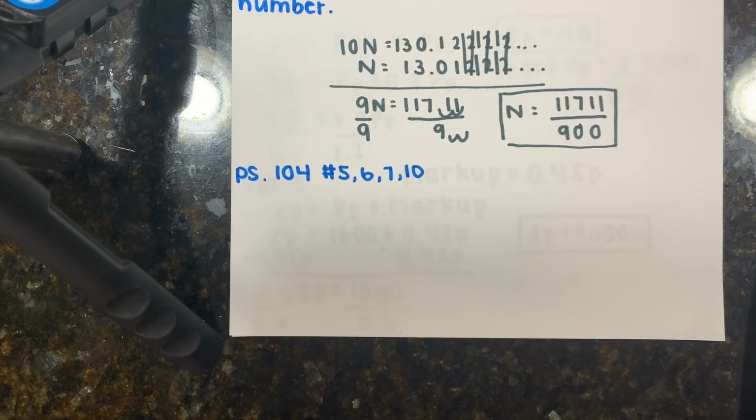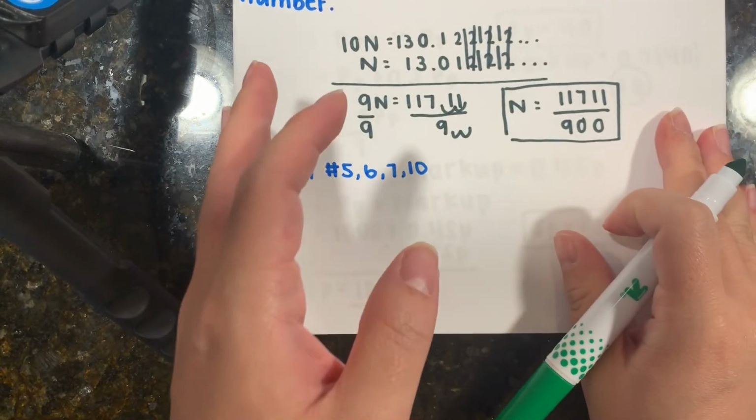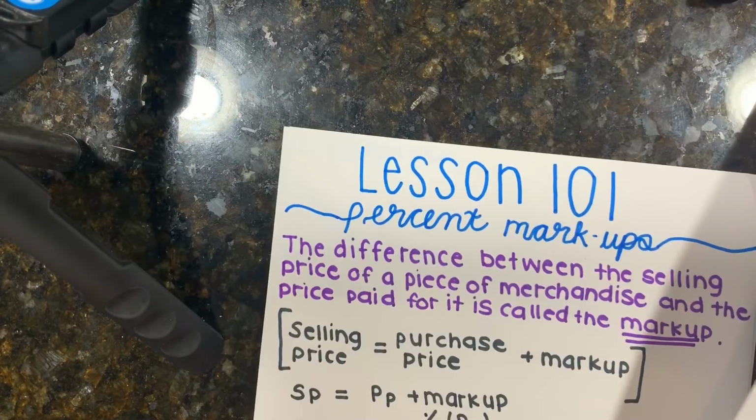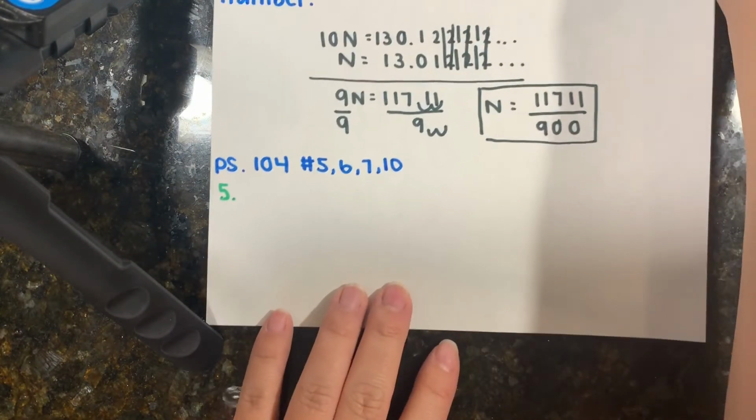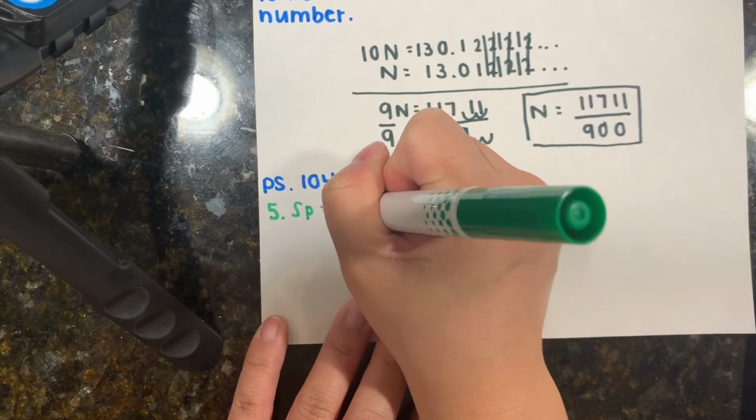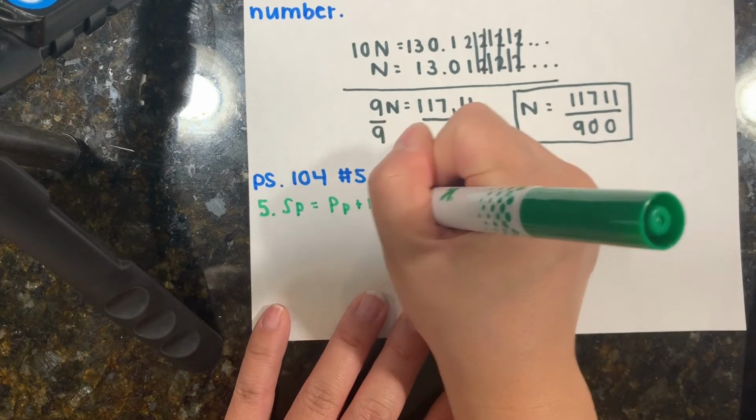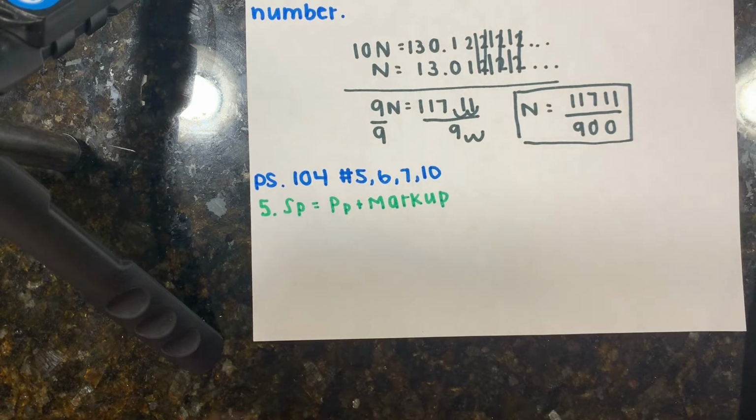So for number 5, from that lesson, we have this equation here. We have the selling price is equal to the purchase price plus the markup. So for number 5, we have selling price equals purchase price plus markup. And for this one, it says that they're selling it for $2,400 and they had paid $400 for it. So we're going to be solving for the markup.